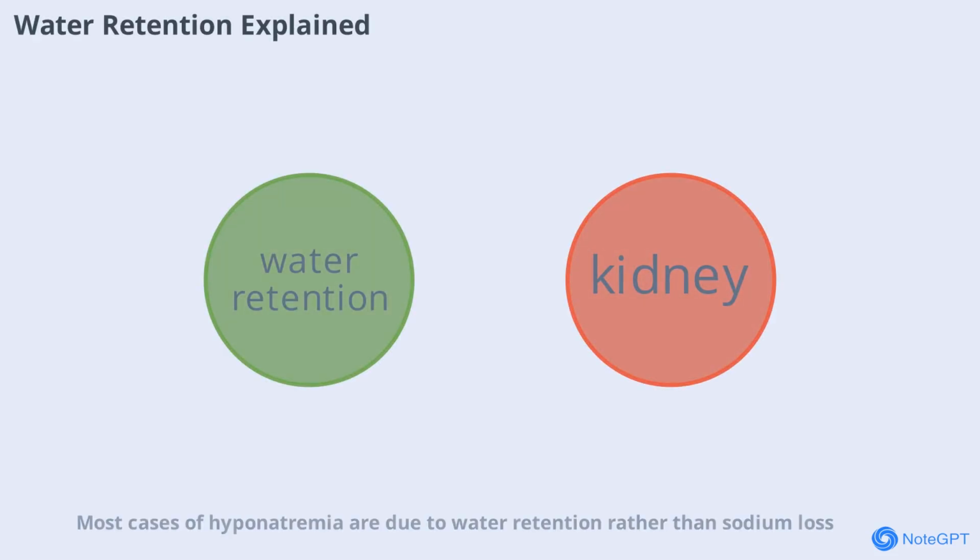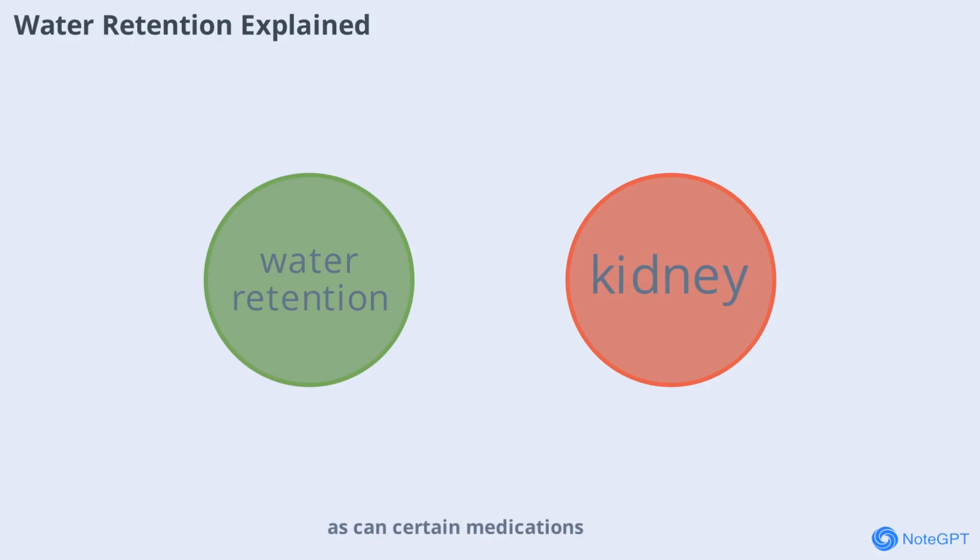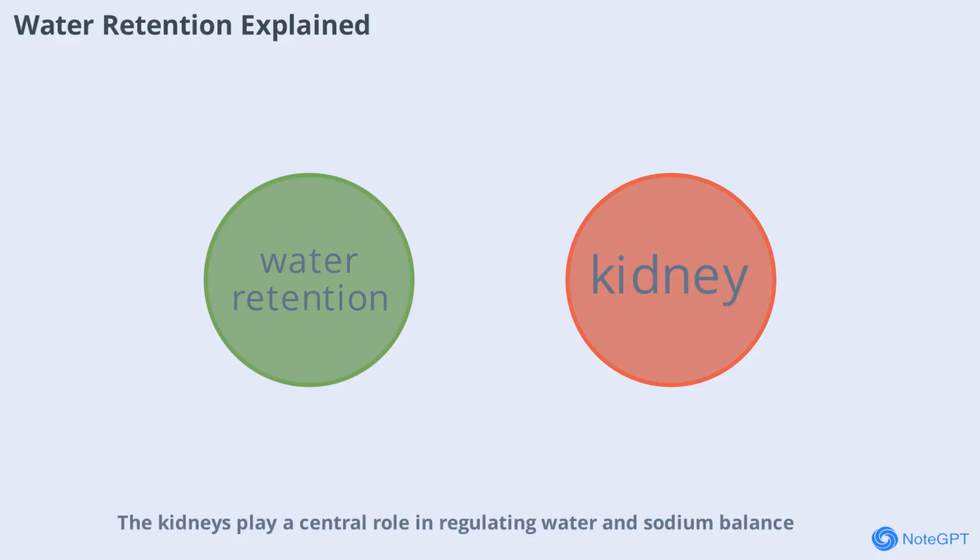Most cases of hyponatremia are due to water retention rather than sodium loss. This happens when the body holds onto excess water, diluting the sodium in the bloodstream. Conditions like heart failure or SIADH can trigger this retention, as can certain medications. The kidneys play a central role in regulating water and sodium balance, and when they're overwhelmed, hyponatremia can develop.